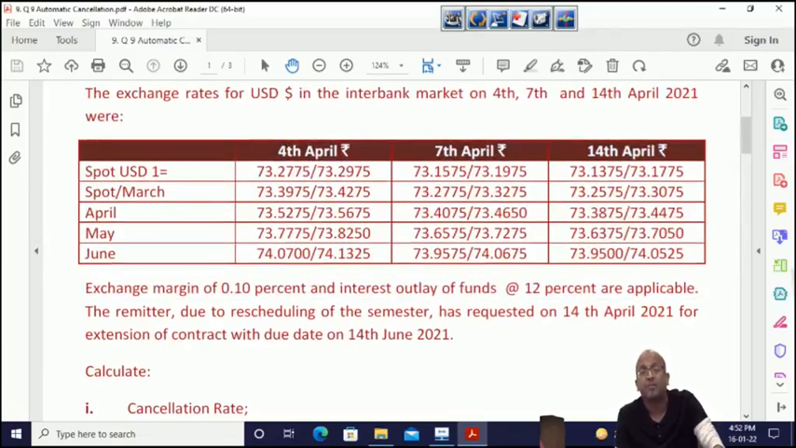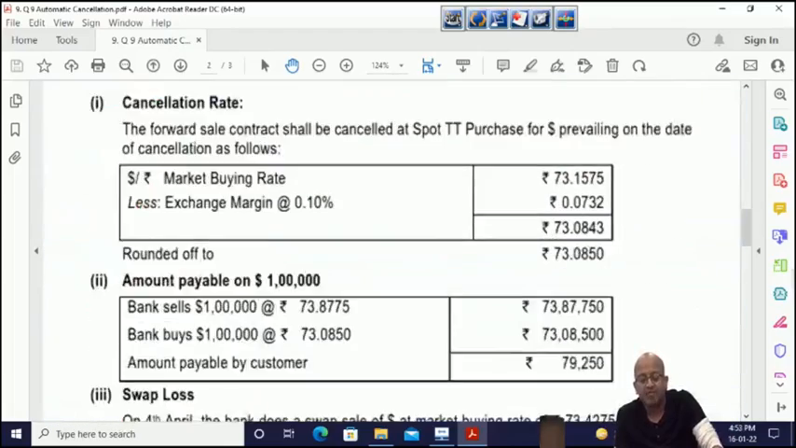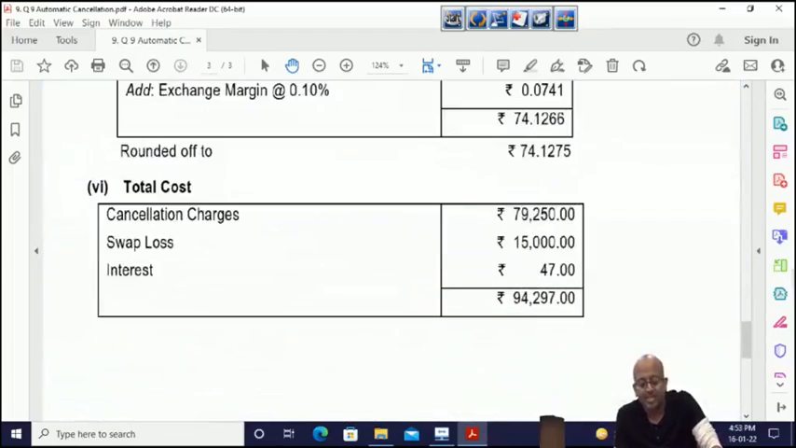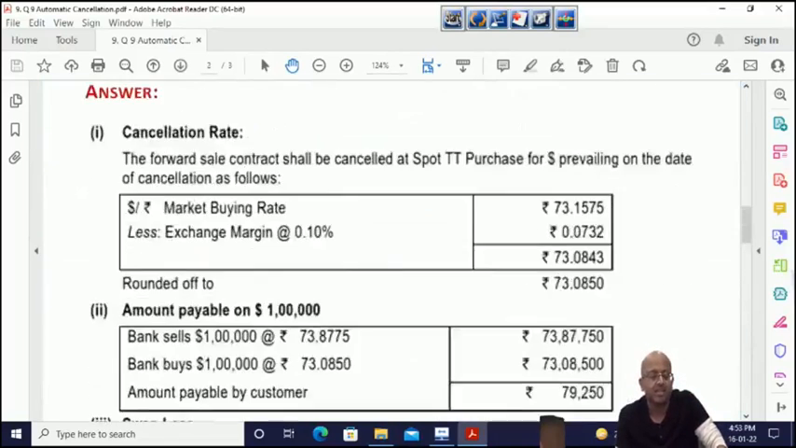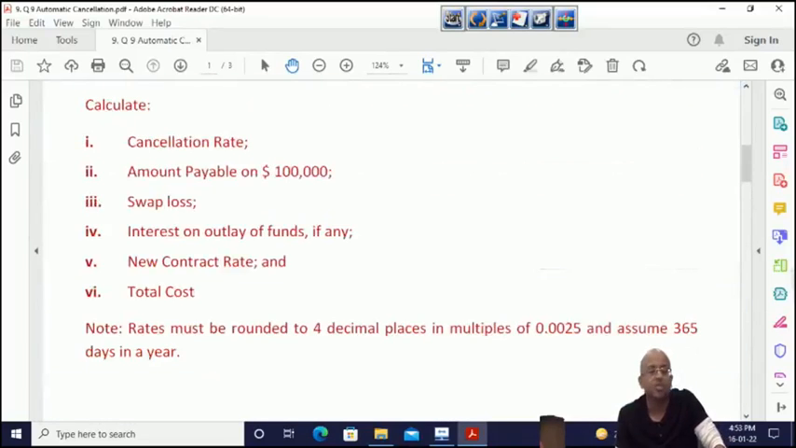74.0525 plus 0.1%. 74.0525 on the 14th April, the rate for June. 74.0525 plus 0.1% and then rounded off. It's coming to 74.1266. So 74.1266 and it's rounded off to the nearest 0.0025 to 74.1275. New contract rate.